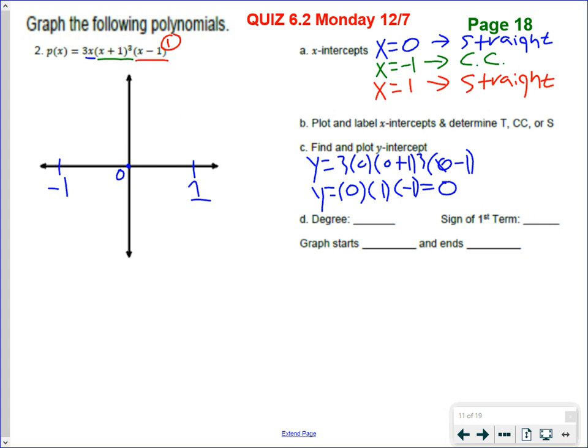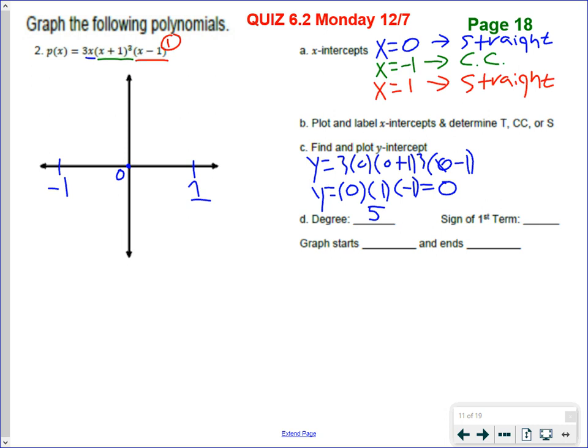Now for the degree of the whole function, we're going to add the exponents of each factor. The first factor is just x. X is raised to the first power. Then we have the factor x plus 1. That's raised to the third power. And lastly, we have x minus 1. X minus 1 is raised to the first power as well. So we have 3 plus 1 plus 1. That gives us a degree of 5.